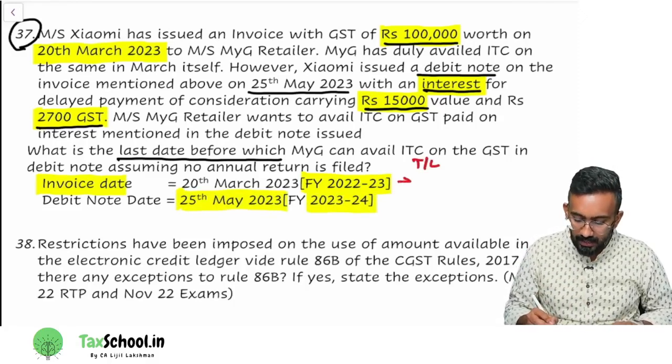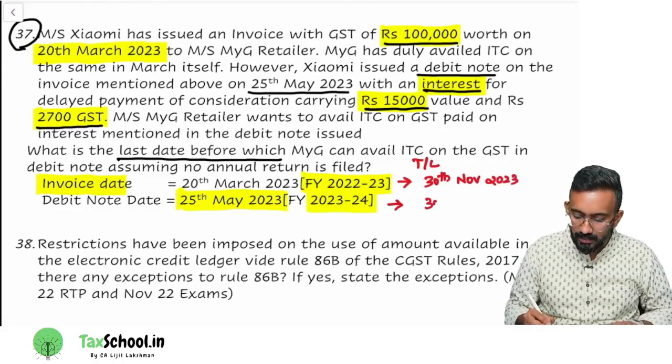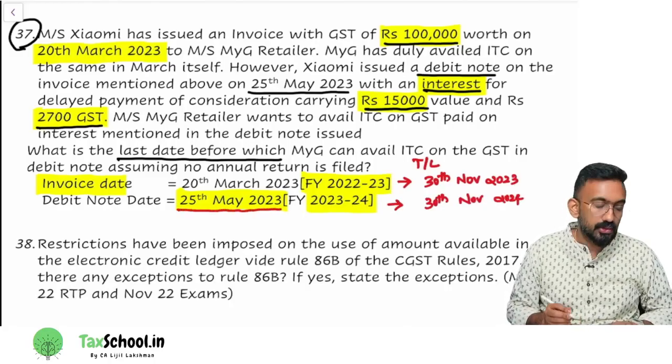The time limit for claiming ITC on this invoice would be 30th November of the next financial year, that is 2023. For the debit note, the time limit would be 30th of November of the next financial year, which is 2024. So the debit note time limit is based on the debit note date itself.